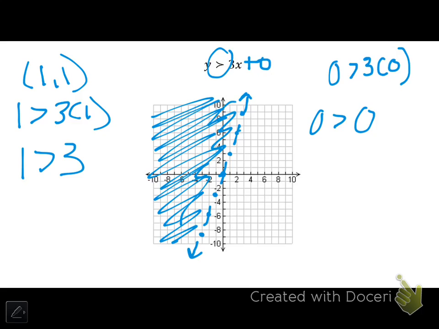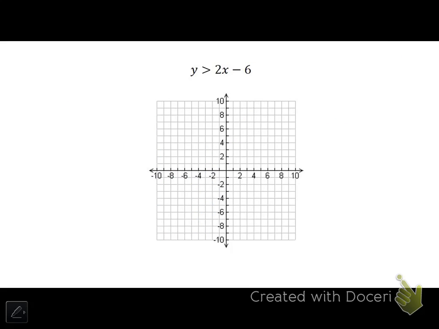Okay, start at negative 6, go up 2 over 1, up 2 over 1, up 2 over 1, up 2 over 1. Keep going till you reach the edge of the graph. Or I could go down 2 to the left 1. Okay, it's going to be a dashed line.